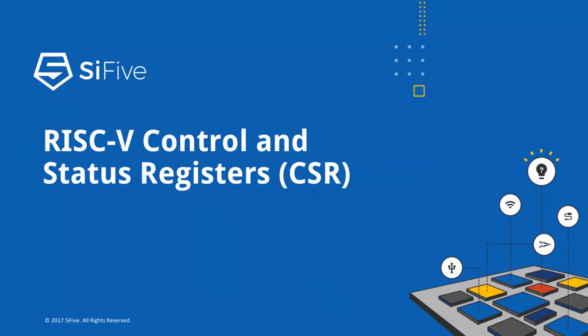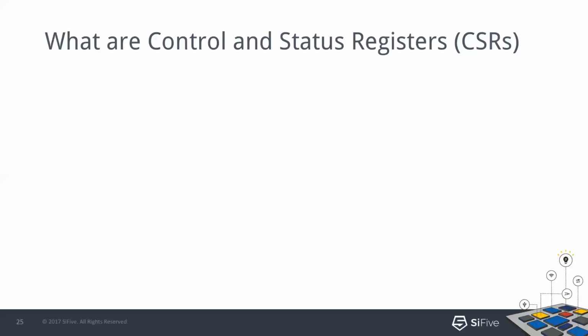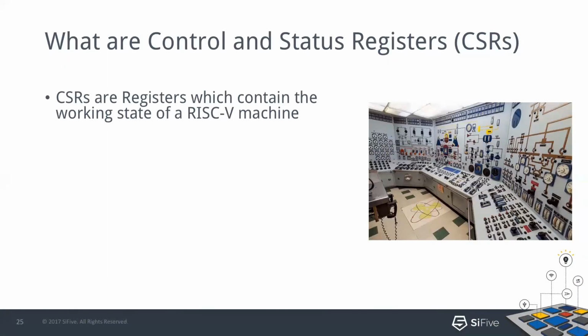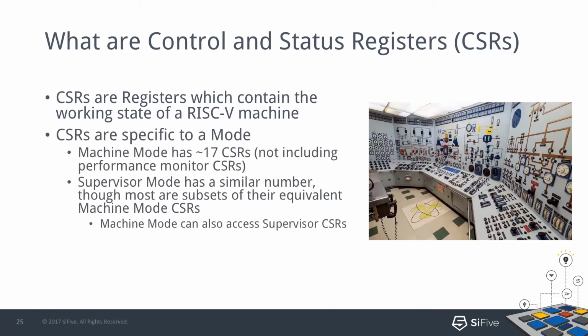All right, let's take a look at the RISC-V control and status registers, or CSRs. CSRs are registers which contain the working state of a RISC-V machine. CSRs are also going to be specific to a mode. For example, machine mode has about 17 control and status registers, not counting the performance monitor registers, which add another 5 or 6. Supervisor mode also has a similar number of CSRs, although most of these are going to be subsets of their equivalent machine mode CSRs.